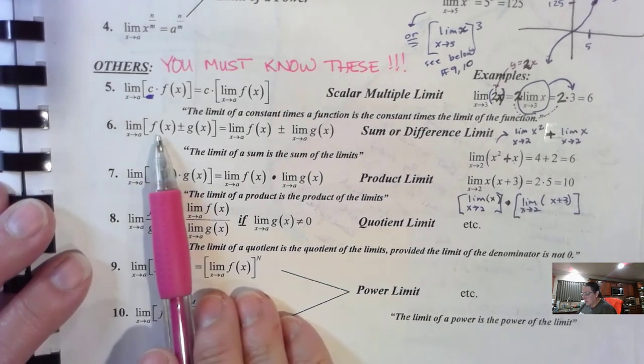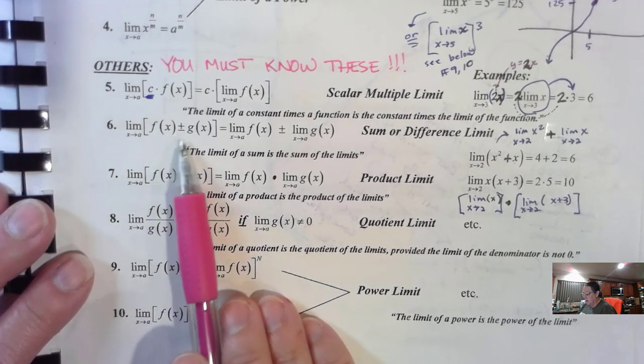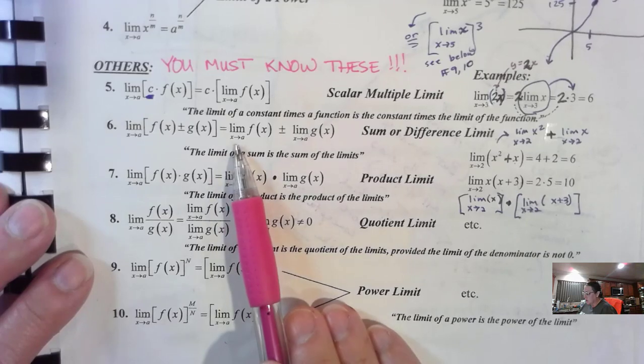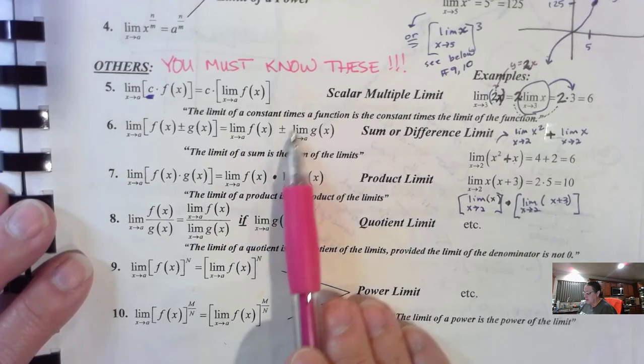All right, here it looks like we're taking the limit as x goes to a of f plus g or f minus g. And it looks like we're just going to say the limit as x goes to a of f plus the limit as x goes to a of g.